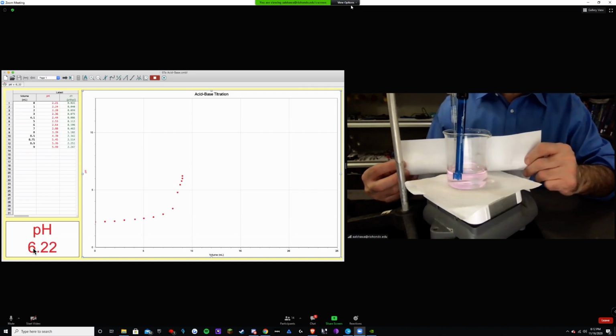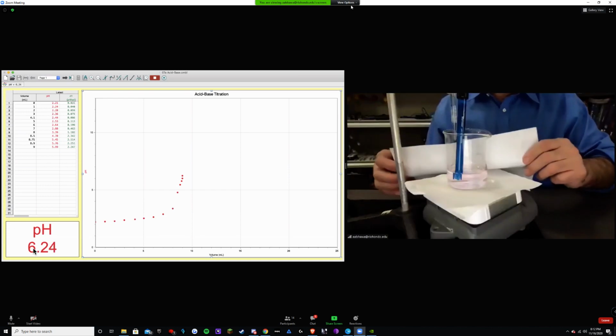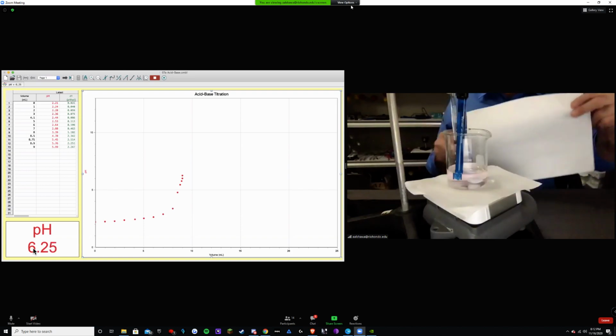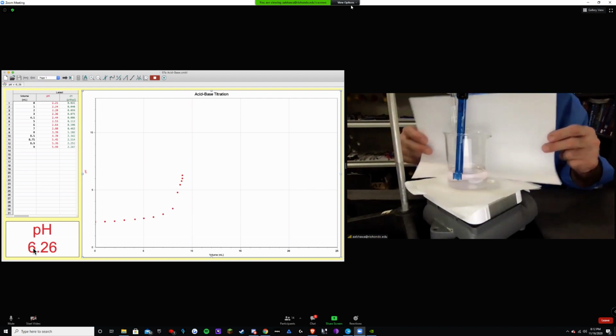That looks like it. Agree? Yes. So that pink color remains in the solution. So that's the pinkish background. And it remains. Okay.